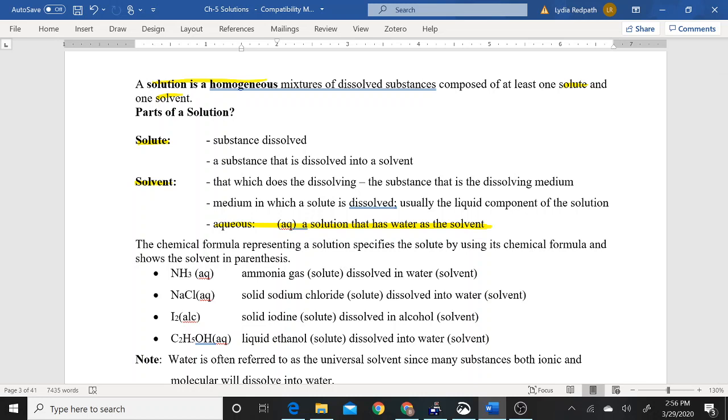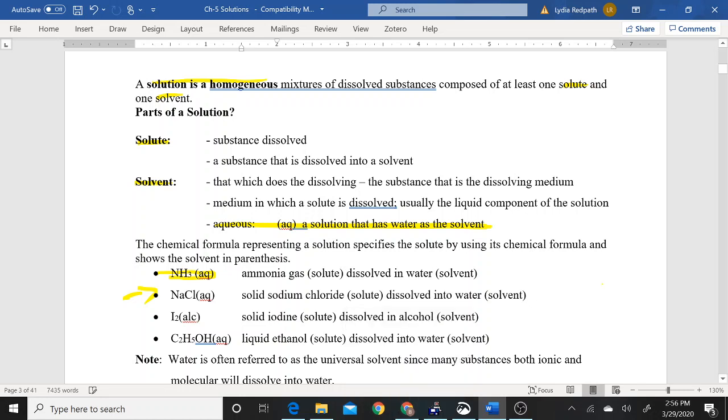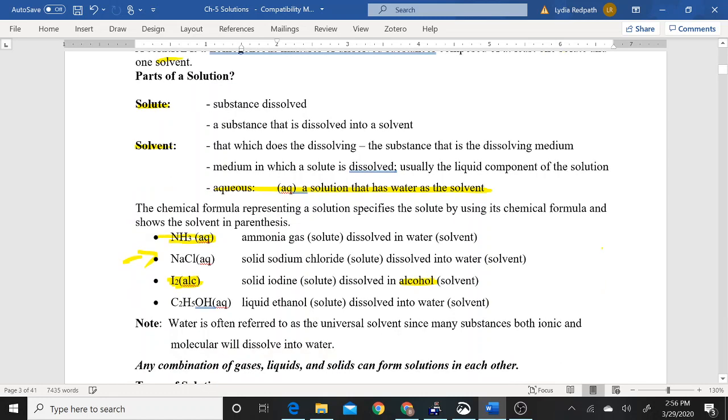For example, if I look down below here, I've got NH3 aqueous, that's ammonia gas. So ammonia gas is my solute, and it's dissolved in water as my solvent. And I know that water is my solvent because it's aqueous. Same thing with the next one here, sodium chloride aqueous. Sodium chloride is my solute, whereas the aqueous part tells me that water is my solvent. The next one's a little bit weird here. That's iodine, and it's dissolved in alcohol as the solvent. You won't see that very much in Chem 20, to be honest, but it is something to know.